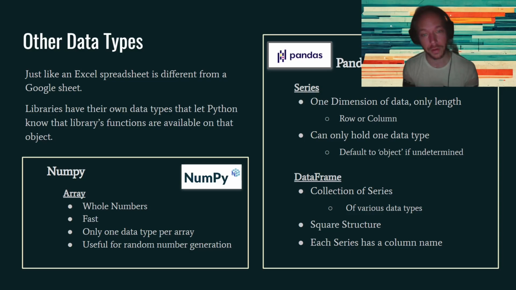So each one of these data types lets Python know that this is a NumPy array and gives us access to NumPy functions, or this is a pandas data frame or series and gives us access to the functions that are available on a series or on a data frame. Okay.